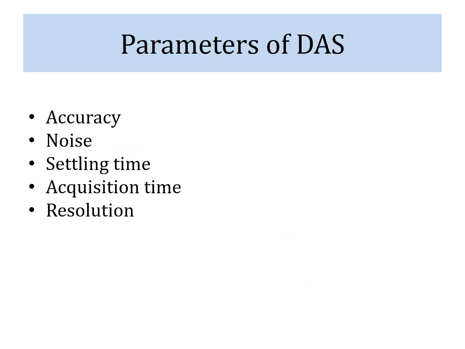Now let's discuss a few important parameters of data acquisition system. It is very similar to other instrumentation systems, so that's why we have similar kind of terminology here as we studied in earlier subjects like accuracy, precision, resolution. So, similar kind of terminology is here for data acquisition system. So, first one is accuracy, noise, then we have settling time, acquisition time and resolution. So, let us see one by one of them.